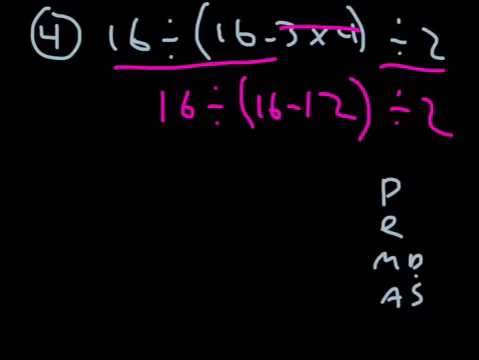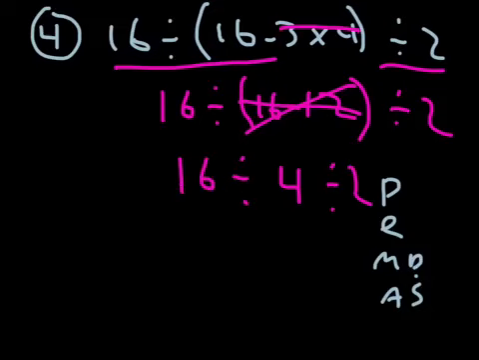Okay, now I'm back to having to go through my order of operations. I still have parentheses. I still have 2 things within my parentheses, so I'm going to do that next. 16 minus 12 is 4. So I get 4 here. Cross that off and write everything else down.